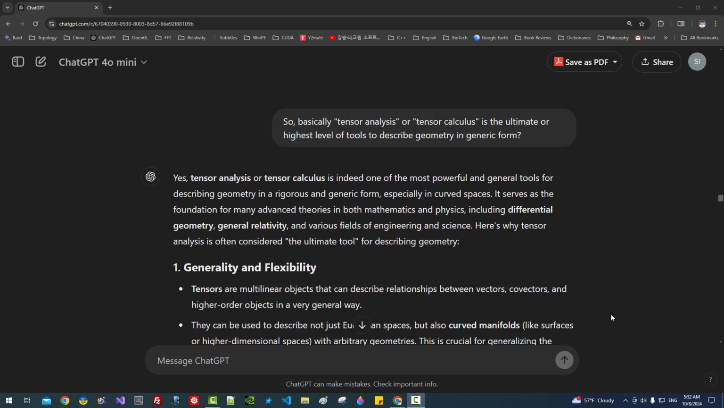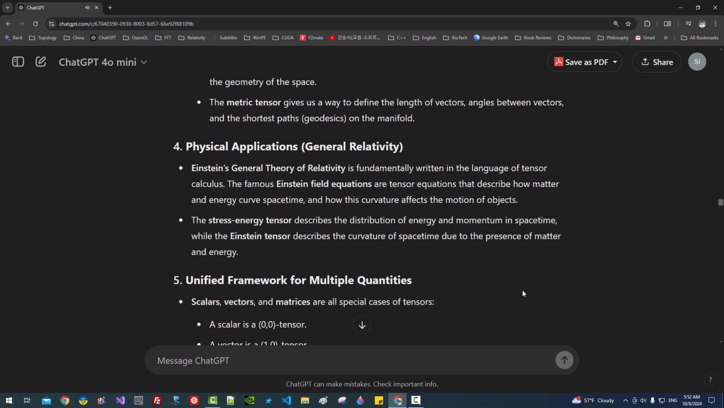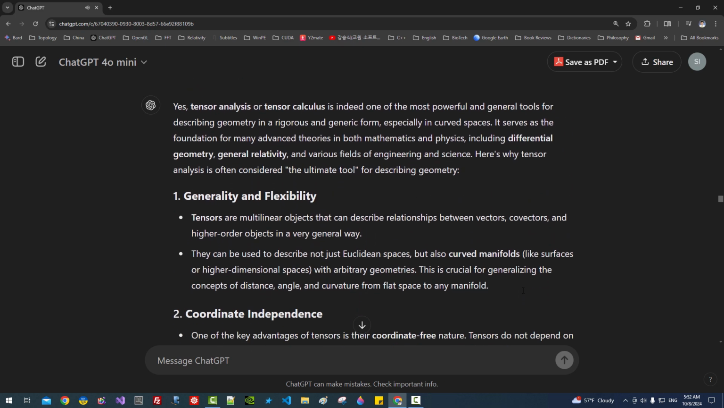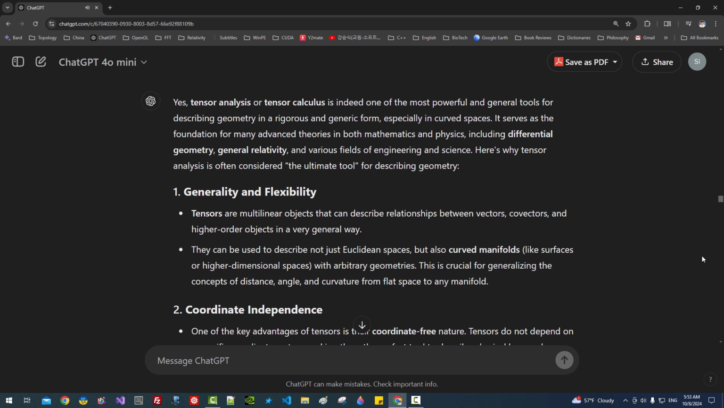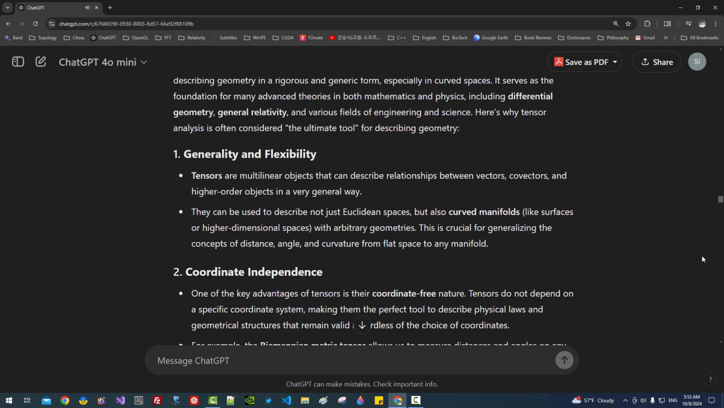So, basically, tensor analysis or tensor calculus is the ultimate or highest level of tools to describe geometry in generic form. Yes, tensor analysis, or tensor calculus, is indeed one of the most powerful and general tools for describing geometry in a rigorous and generic form, especially in curved spaces. It serves as the foundation for many advanced theories in both mathematics and physics, including differential geometry, general relativity, and various fields of engineering and science.